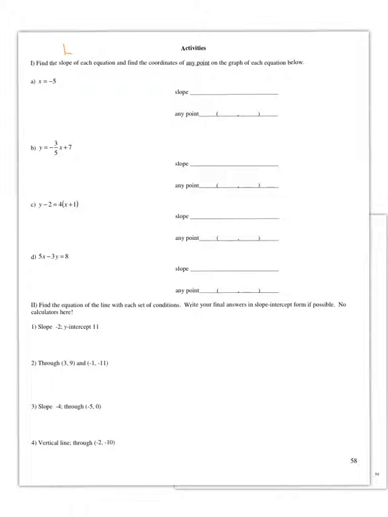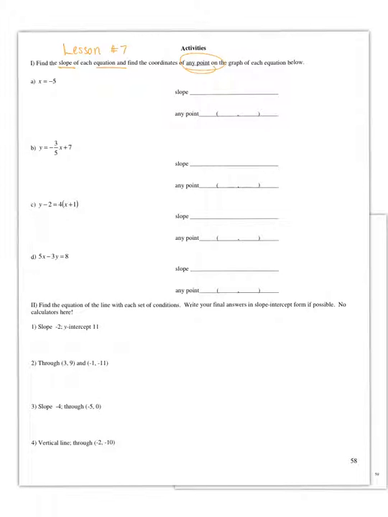These are the Lesson 7 activities. First, we're going to find the slope of each of the following equations. And then we're going to find the coordinates of any point on the graph of the equation.